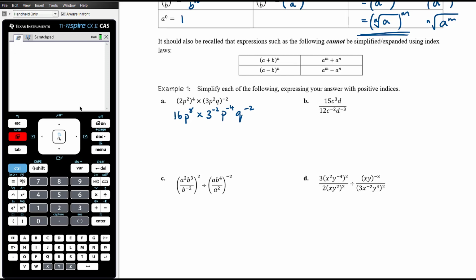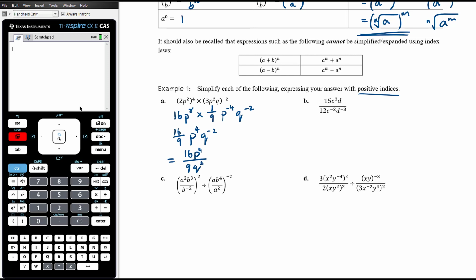Okay, let's think about that 3 to the negative 2, that's 1 on 3 squared, so that's 1/9. Okay, so we've got 16 times 1/9, let's just write that as 16 on 9. We've got p to the 8 times p to the negative 4, so we add those powers. 8 plus negative 4 is positive 4, and we've got just q to the negative 2. Now we want to express the answers with positive indices, so that q to the power of negative 2 needs to be q squared on the denominator. The p to the positive 4 can stay on the numerator. So let's now write this then as 16p to the 4 over 9q to the 2.